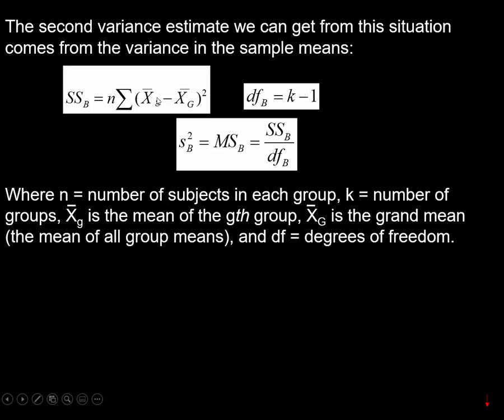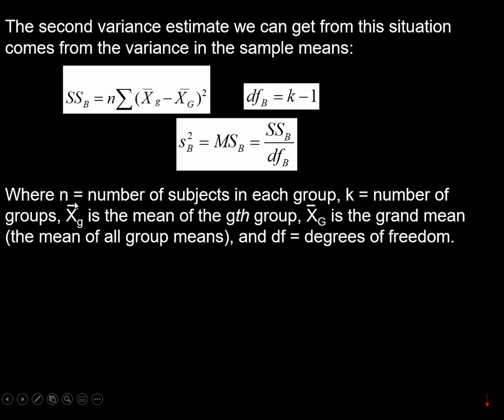So we're going to take the distance of each group mean from the grand mean. We're going to square that difference and add those all up, multiply by the sample size for each group, and that gives us another estimate of the population sums of squares. Divide that by the degrees of freedom, which is now just the number of groups we have, minus 1, and that gives us our mean square between, also called the between group variance estimate, and that is just going to be the sums of squares scaled by the degrees of freedom again.